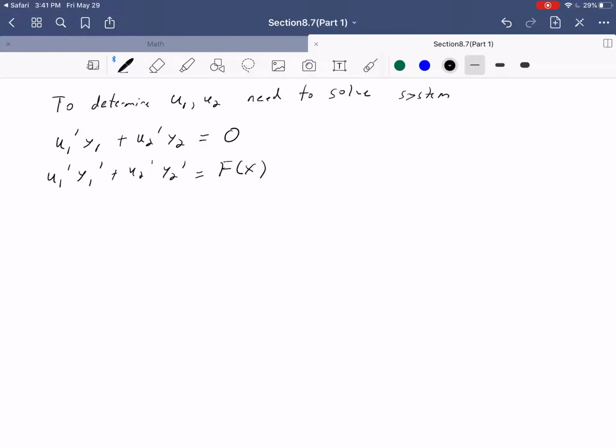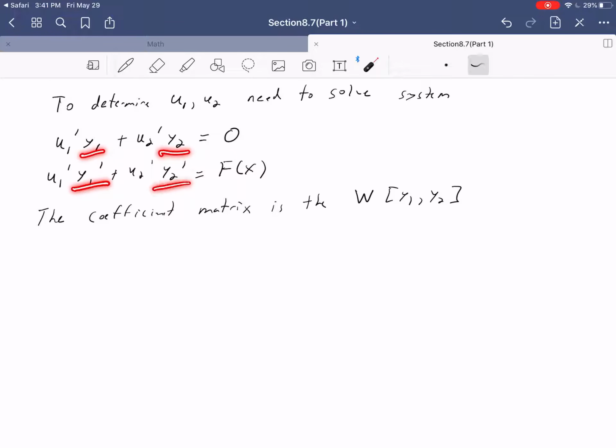So this means the coefficient matrix here is the Wronskian of y1 and y2, because we've got y1, y2, and y1 prime, y2 prime. But remember, y1 and y2 are supposed to form a basis.